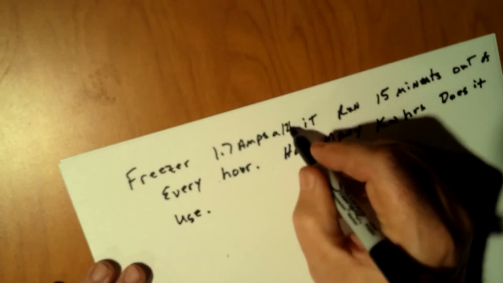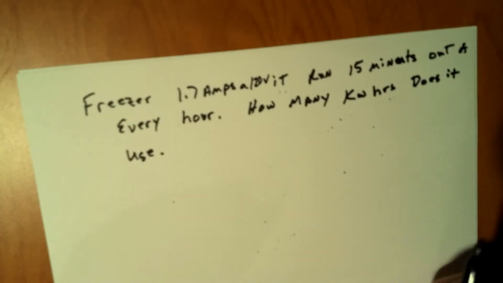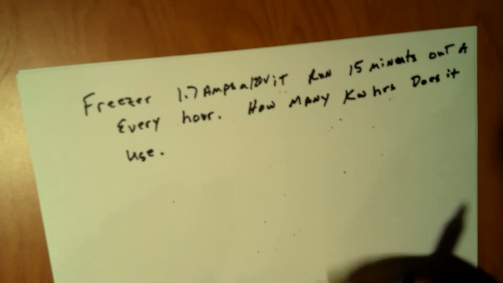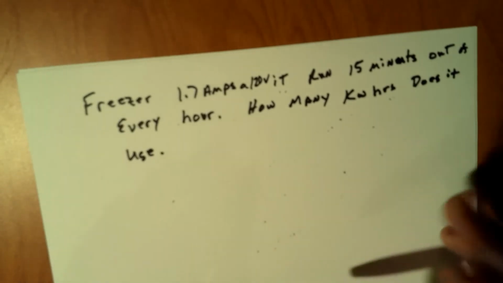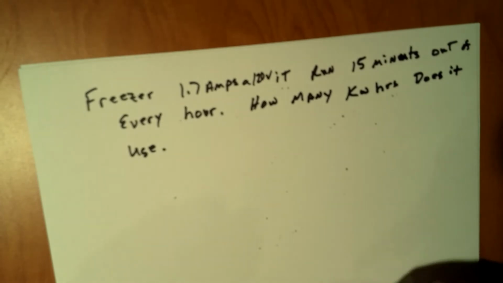At 120 volts. It's got 120 volts. Got a freezer, 1.7 amps at 120 volts. It runs 15 minutes out of every hour. How many kilowatt hours does it use? Pause the video and work it out, and then we'll come back to you.